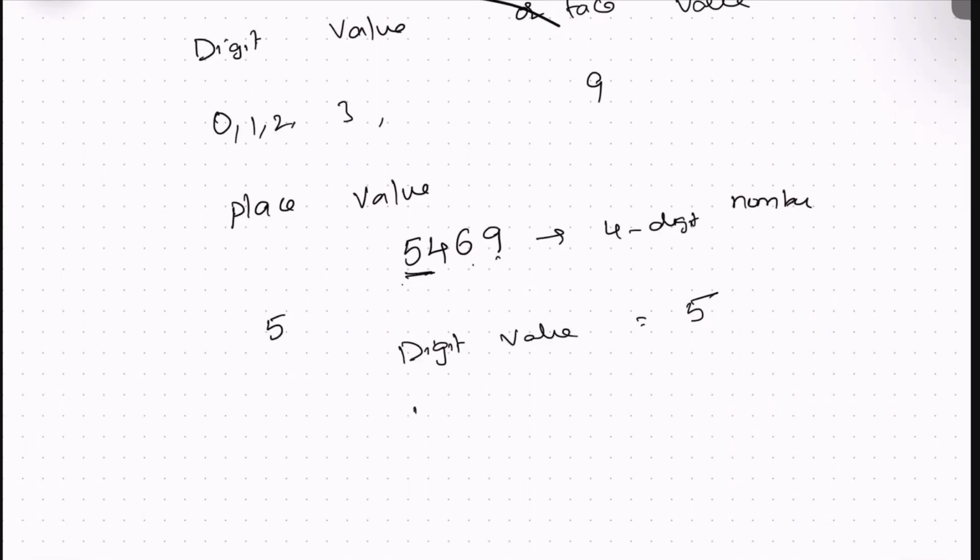And the next one, place value: check in which place the 5 sits. For checking the place value, we have to count from right to left. So this is the units place, this is the tens place, this is the hundreds place, and this is the thousands place. So 5 is present in the thousands place, so the place value is 5000. Hope this is clear, right?